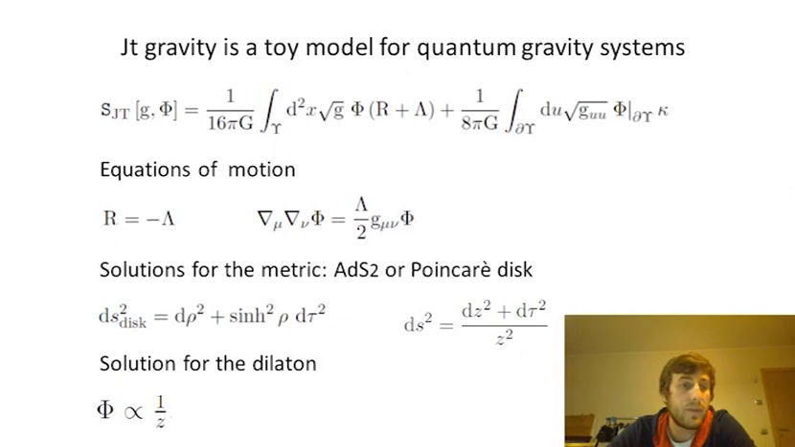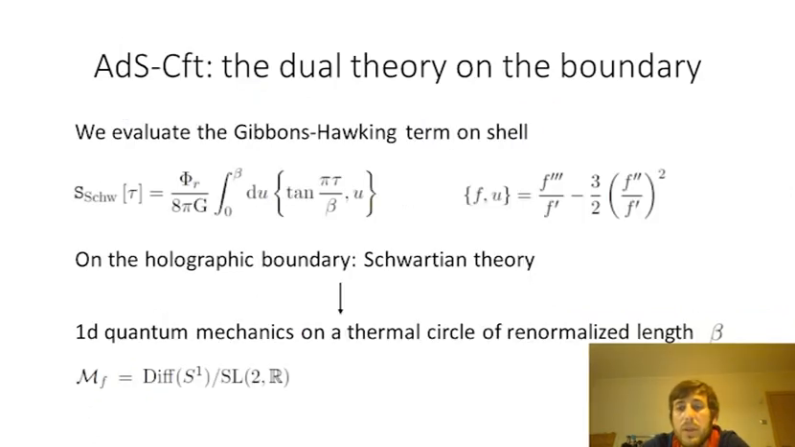By varying this action, we can find the equations of motion, which I reported there, and we can see that the classical space-time is characterized by a constant negative curvature, and so the classical space-time solution is the so-called AdS2, anti-de Sitter space-time in two dimensions, also known as the Poincare disk, and the line element can be expressed both in global coordinates, rho and tau, or in Poincare coordinates, z and tau. And in particular, the solution for the equation of motion for the dilaton is phi, which is proportional to 1 over z.